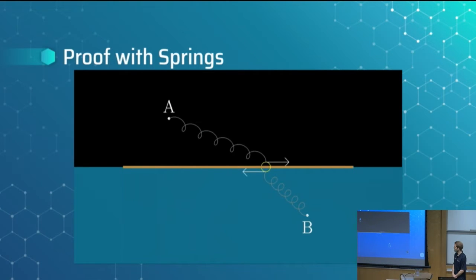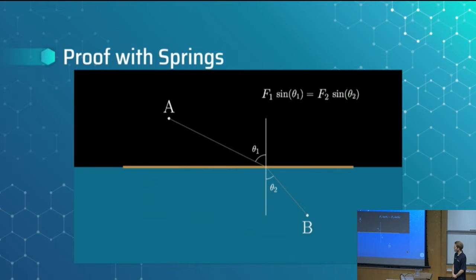The leftward component of the force in the top spring has to cancel out with the rightward component in the force of the bottom spring. In this case, the horizontal component in each spring is just the total force times the sine of the angle that that spring makes with the vertical. And from that, out pops this thing called Snell's law, which many of us learned in our first physics class.